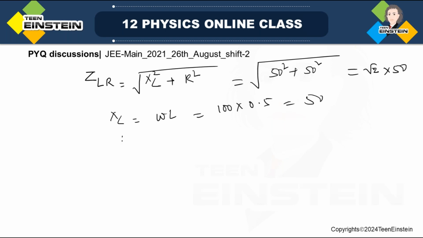So how much is the current I LR, or I2? I1 we have already got. What is I2? I2 is V, that is 20 volt, by ZLR.